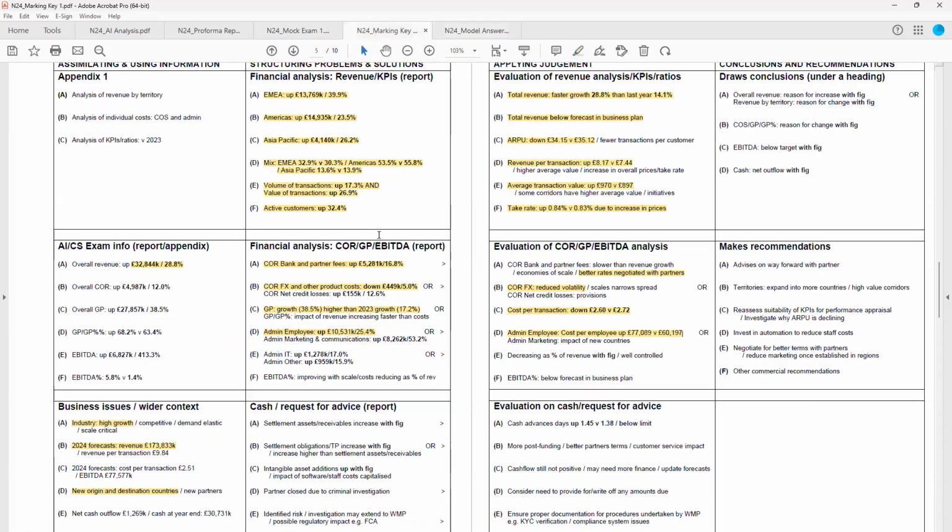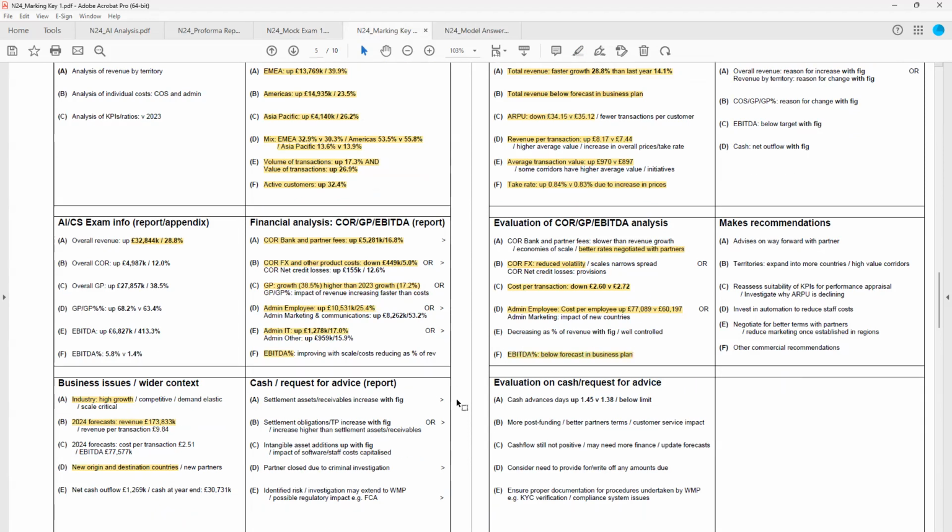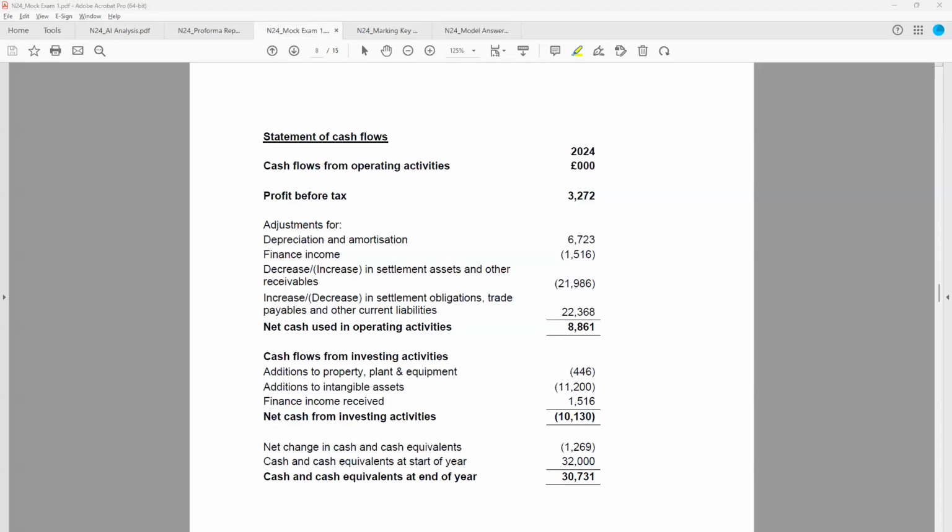So once we've worked through EBITDA, a lot of the scale benefits there kind of feeding through like they did with the gross profit. And it picks up IT as well. So you can see you've picked up all of these marks in this box. So the next section that we needed to analyze was cash. Probably the easiest way to do this is to go to the cash flow statement.